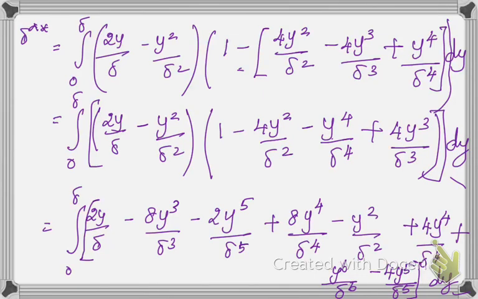Now we are going to simplify this. As usual, only 1, 2y by del is there, and 8y cube by del cube is also single, and next y squared by del square is also single, and if you take y power 4, you can see that 8y power 4 plus 4y power 4, which is 12y power 4 by del power 4. Likewise, we are going to group all the terms, and then only we are going to integrate it.